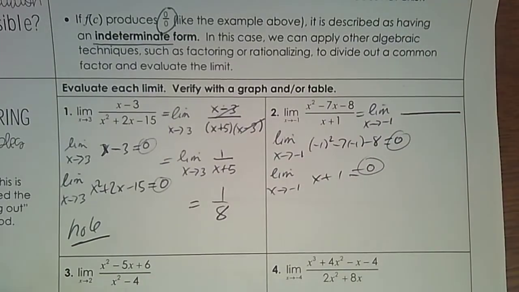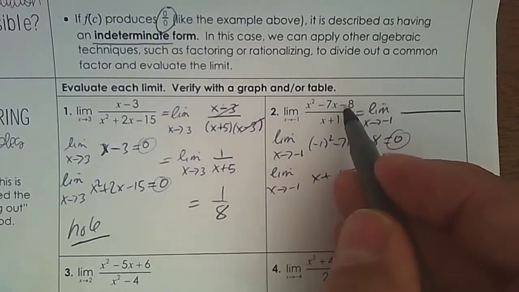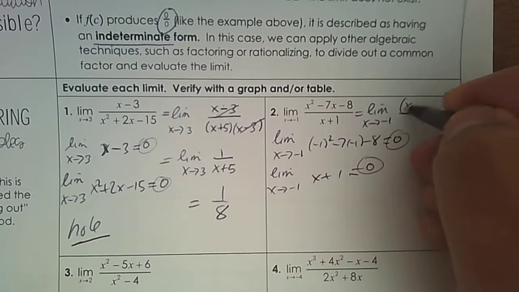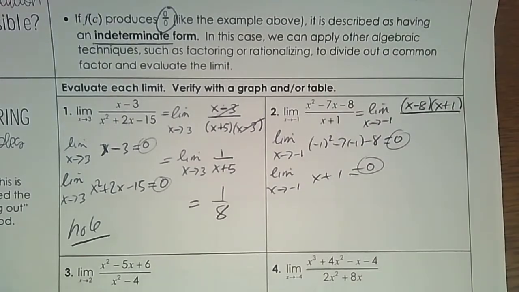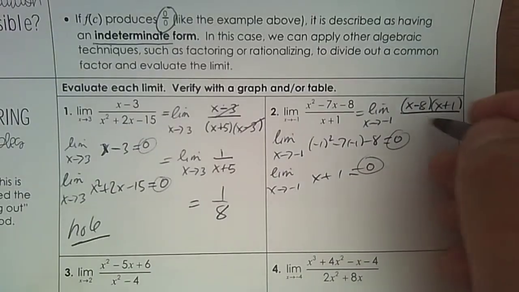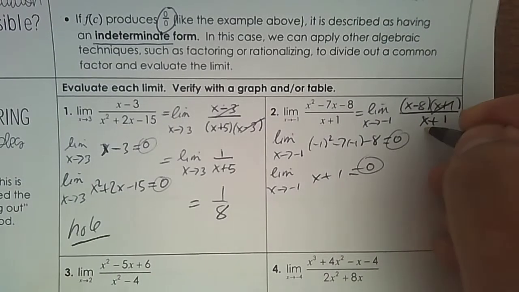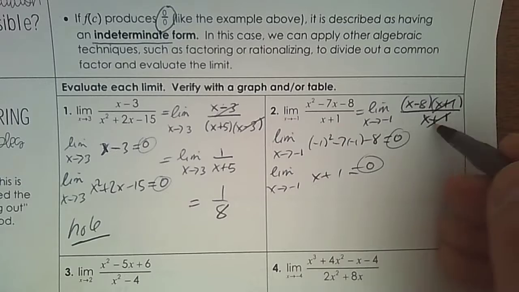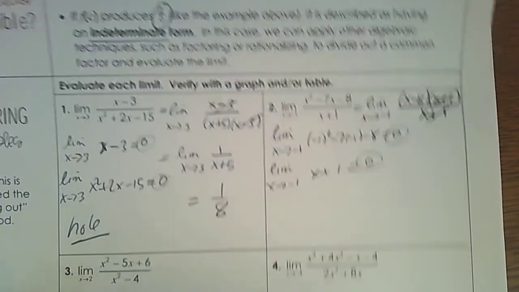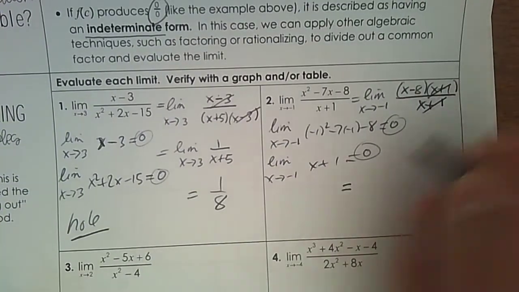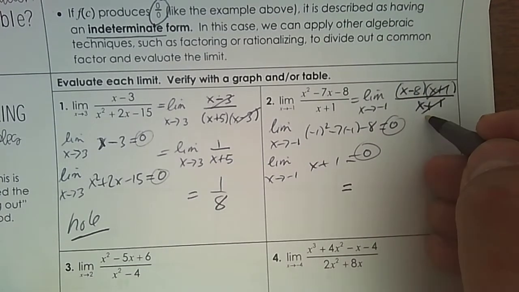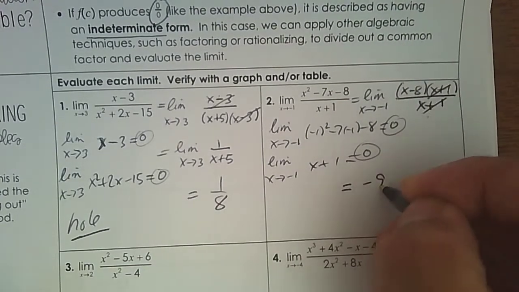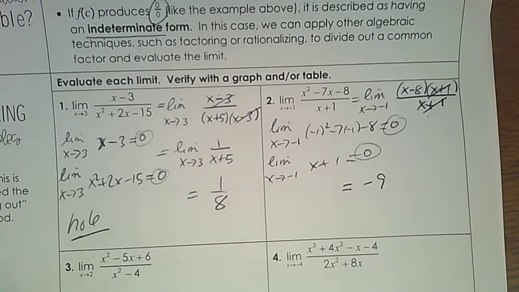factor it. So the numerator, when I factor it, it's a simple trinomial, so it's negative 8 plus 1. Those are the numbers that multiply to negative 8 and add to negative 7. x plus 1, and notice what then divides out. Because this divides out, it creates a hole, which means the limit exists there at the hole. And then I can just substitute in what's left over. After I simplify it, plug in negative 1, and you can see that the answer is negative 9.